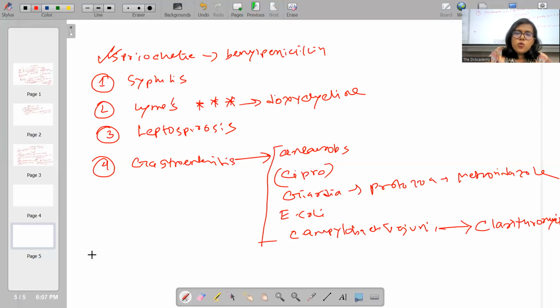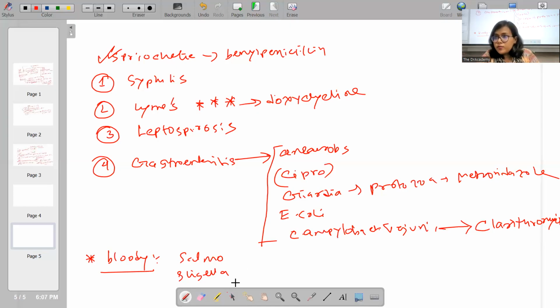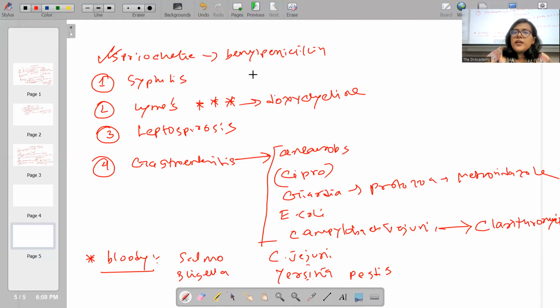All right. So which one causes bloody diarrhea? Salmonella, Shigella, and E. coli, not all the strains, only the hemolytic uremic syndrome strain will cause that. Apart from that, it's usually watery diarrhea. And Campylobacter jejuni and Yersinia. I haven't discussed this, but Yersinia can also cause bloody diarrhea. Does Giardia cause bloody diarrhea? No. Giardia usually causes either watery diarrhea for a long time or malabsorptive diarrhea.